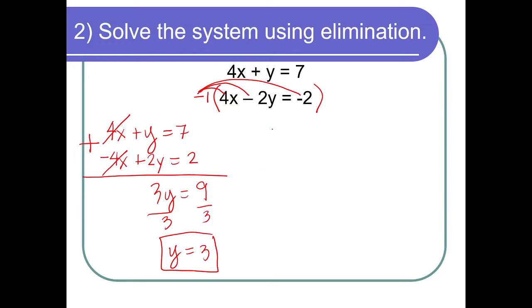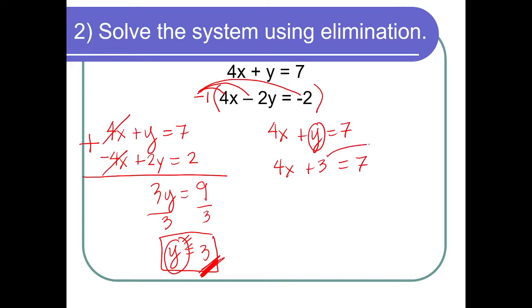Okay? Then going back to the first equation, 4x plus y equals 7, I'm gonna substitute 3 over y. So 4x plus 3 is equal to 7. If this is x here, then substitute this over x. Since this is variable y, I will substitute 3 over y. Depende man sa atong na-solve previously.